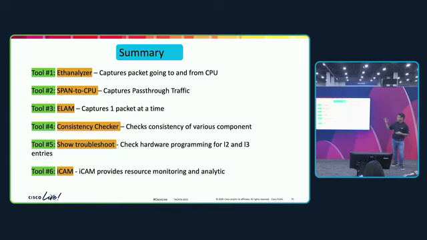Then we learned about consistency checker. It helps us verify the configuration in software and make sure that it is pushed down properly to the hardware. Then we learned about show troubleshoot. That command helps us verify MAC table programming or route programming in hardware. And we also learned about iCAM. It helps us verify the scale utilization and resource utilization on Nexus 9000.